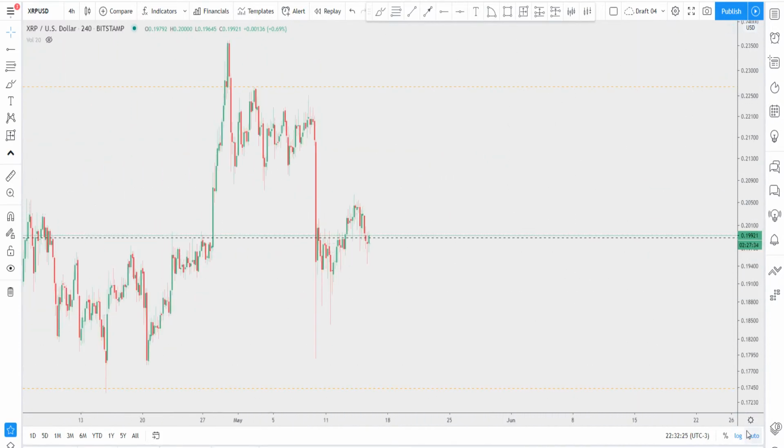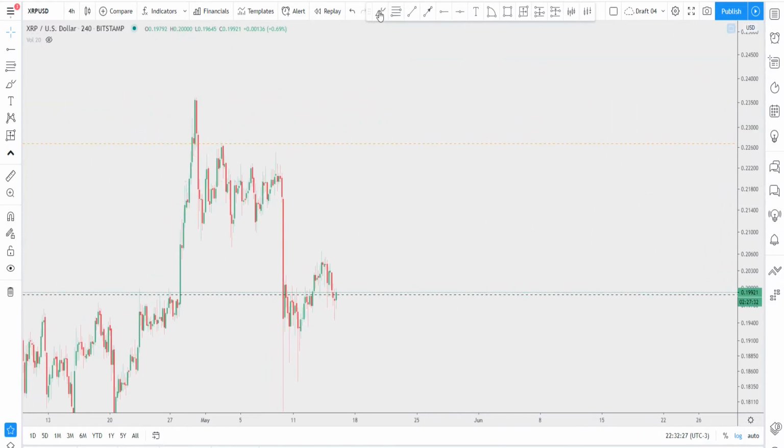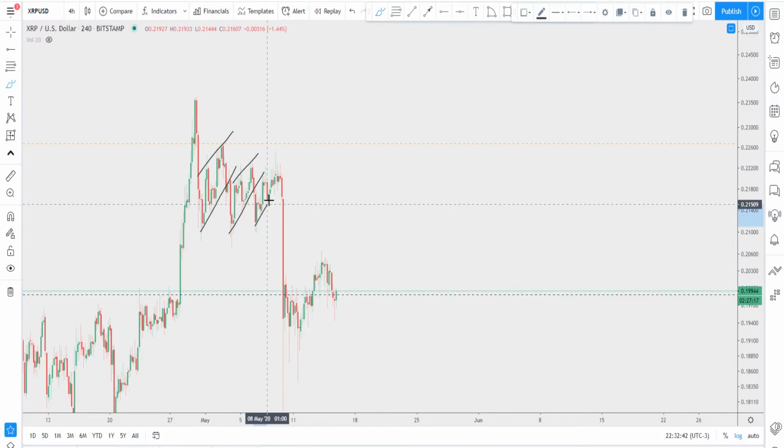Okay, in the previous video, I mentioned this structure here. I said this kind of move was bearish and it could be a bear flag, and it was. And then we end up in another one. Can you see? And then another one. And then we broke bearish following Bitcoin.